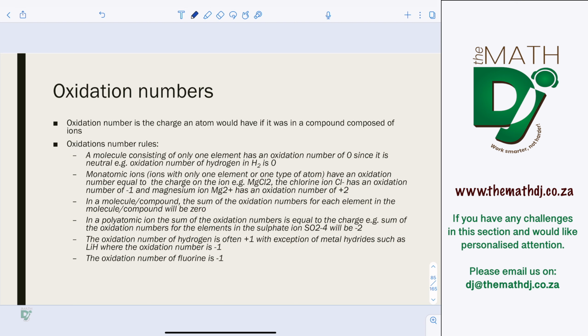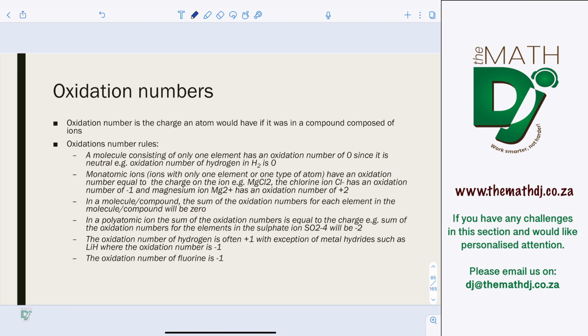The oxidation number of hydrogen gas is 0 since it's neutral. Monoatomic ions, with only one element or one type of atom, have an oxidation number equal to the charge of the ion. So you can see here, magnesium chloride. The chlorine ion is minus 1 here, and has an oxidation number of -1.